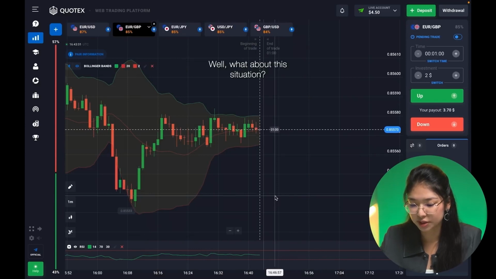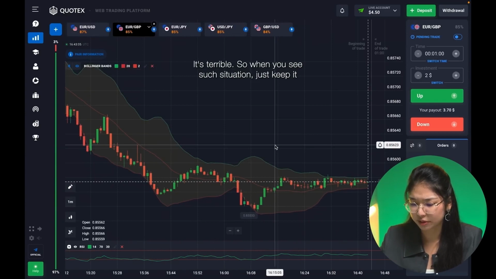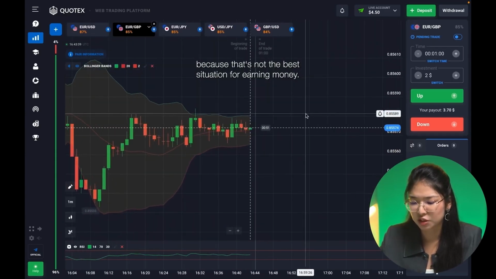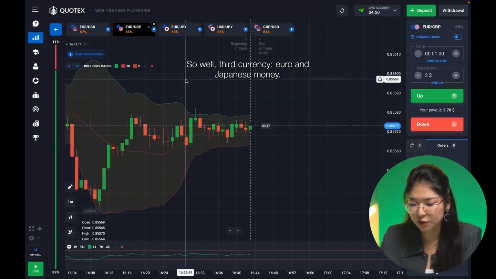So well, what about the situation? To be honest, the flat line doesn't appeal to me at all. It's terrible, and when you see such a situation, just skip it, because it's not the best situation for earning money. And well, third currency, euro, Japanese yen.